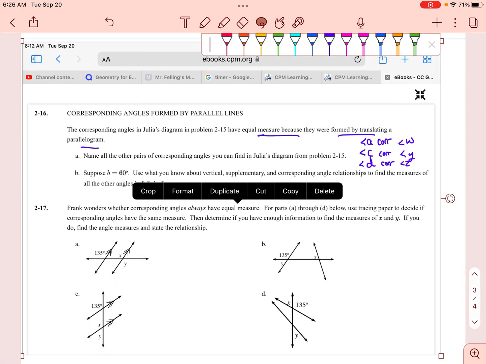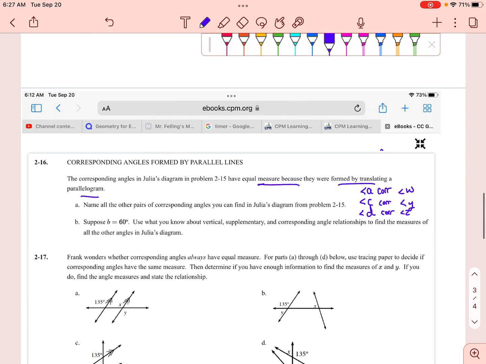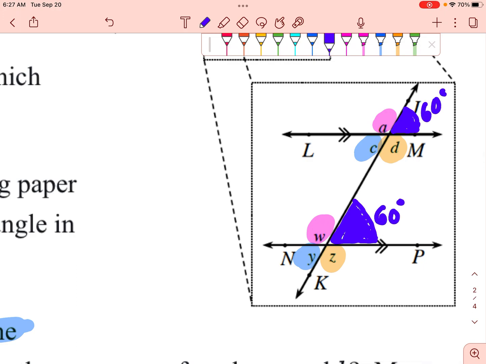Now suppose angle B is 60 degrees. What would you know about vertical, supplementary, and corresponding angle relationships to find the measure of the other angles? So if angle B is 60 degrees, and I come back up here and fill that in, I automatically know that angle X would have to be 60 degrees. And then again, because we have vertical angles, I'm looking at angle C, that's vertical, it'd have to be 60, and angle Y is vertical, so that would have to be 60. And then I see some windshield wiper angles. So angle A is 120.